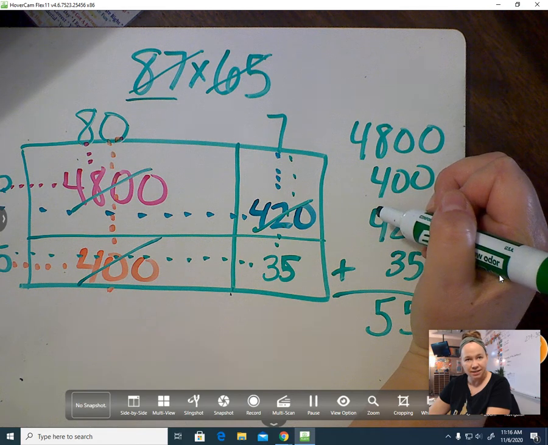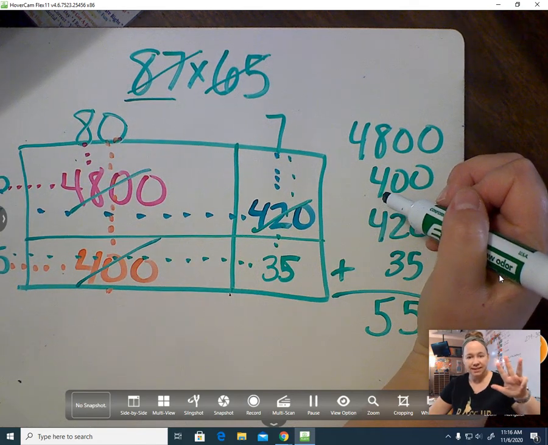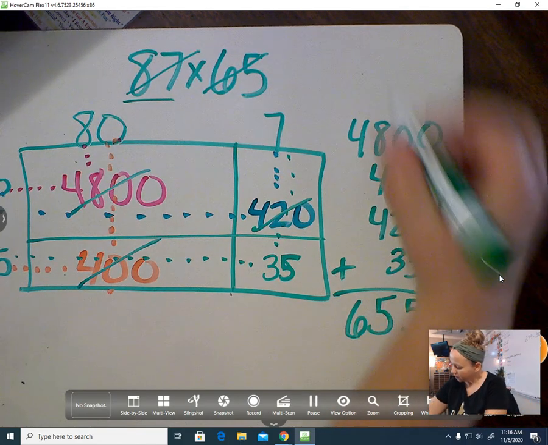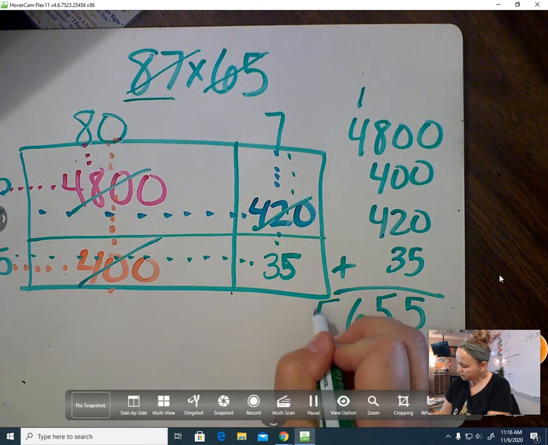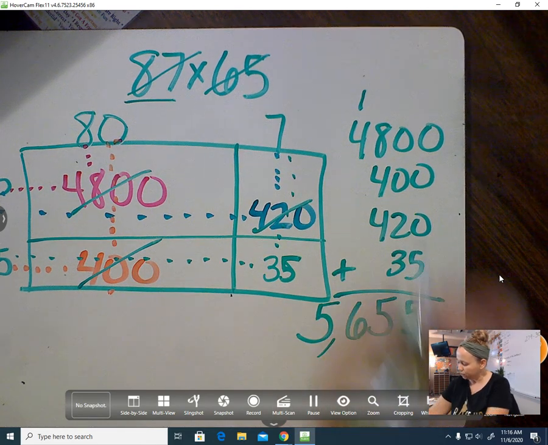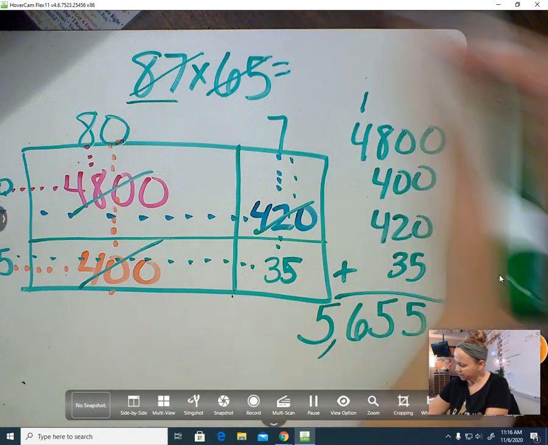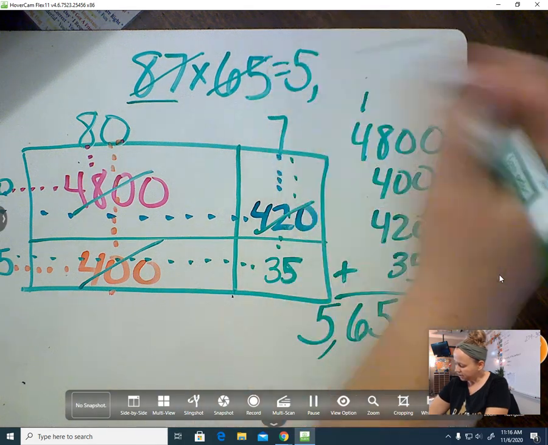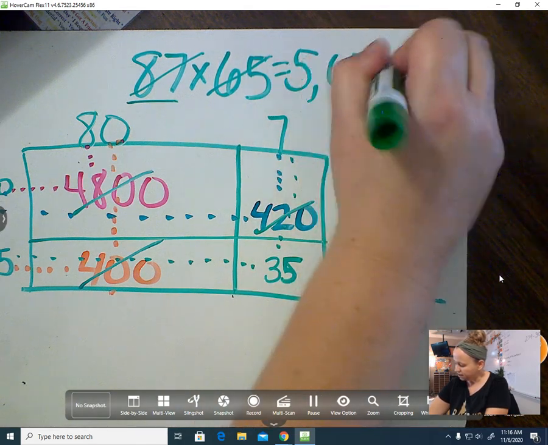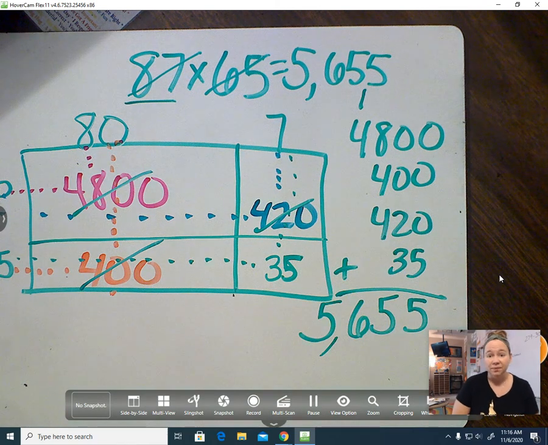Plus 4 is 16. Carry the 1. 1 plus 4 is 5. 1, 2, 3, comma, if you want to. So the product of this is 5,655.